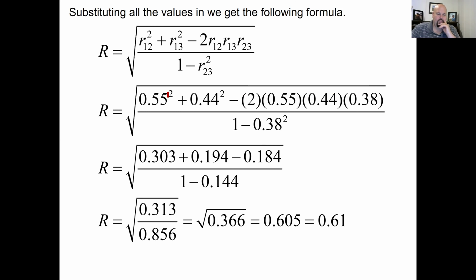Okay, 0.55 squared is 0.303, 0.44 squared is 0.194, and then you minus that other one. And then on the bottom, it's 1 minus that other thing squared. Again, watch your square roots. You add all those up, minus that negative number, and you get 0.313, right? And that's all over 0.856. Then you take the square root of that. You're going to come up with a value here.